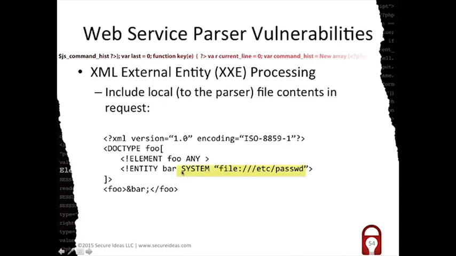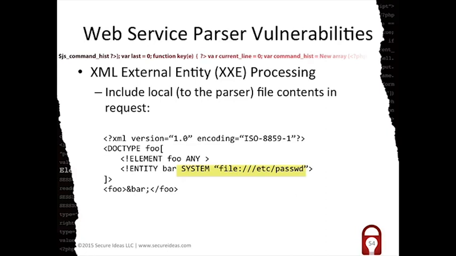That can be replaced with a system entity. There's a system keyword on here, and then you can reference, in this case, a local file, etc password, which, if it was actually expanding that, would go out to the file etc password and insert it on there. So if we have a case where we can put that into the request and the same thing gets reflected in the response, it'll actually reflect the contents of this file. So it's a way to actually look at files on the file system through the web service.